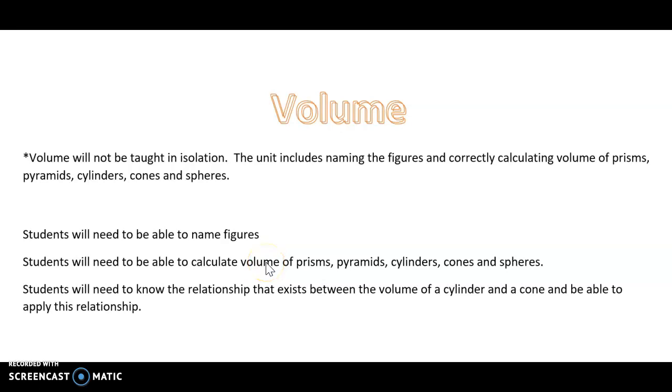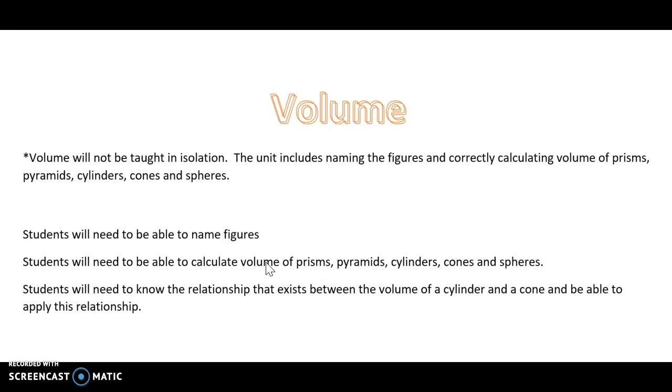The unit that has just finished up was the surface area unit, and surface area is when you cover all the faces. If I'm doing total surface area, I'm coloring all the faces and bases. If I was doing lateral surface area, I was just covering the faces but no bases. We are now moving into the unit of volume.